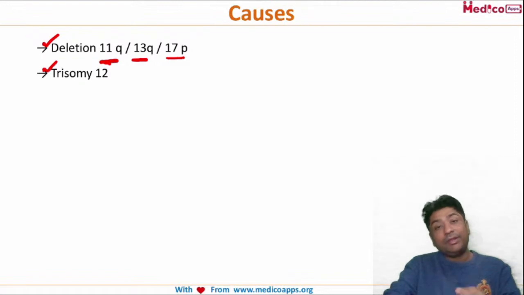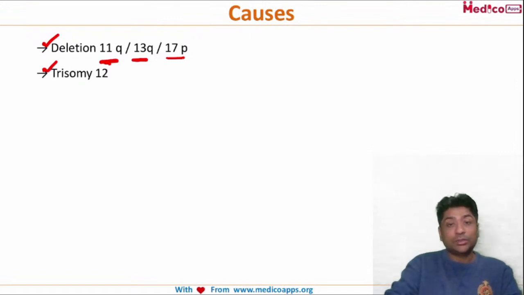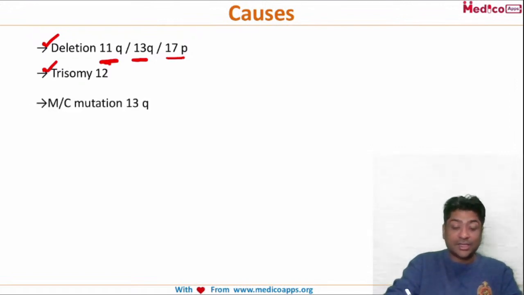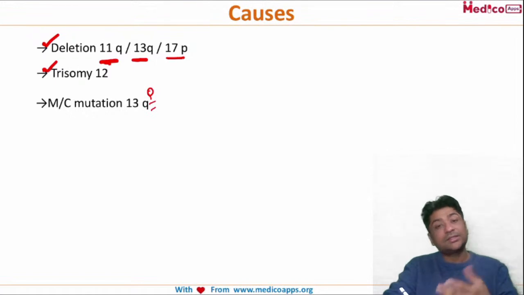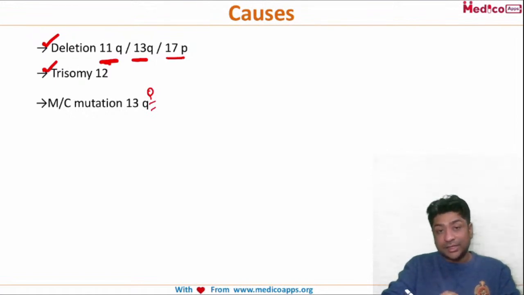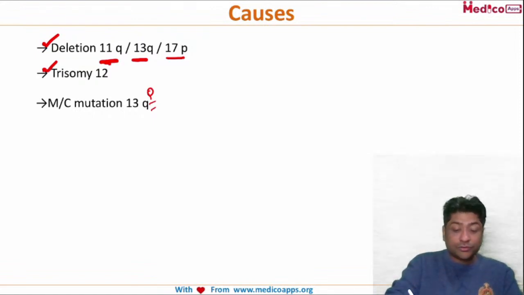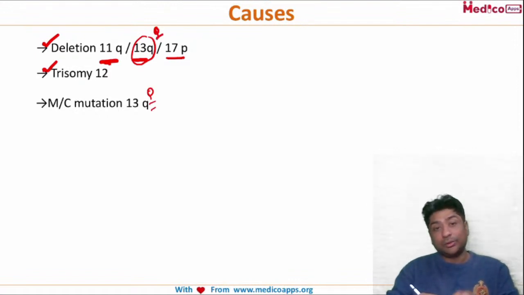Now remember, a very frequently asked question is: what is the most common chromosomal abnormality? The correct answer is 13q. Again, this has been asked as an MCQ. These are all one-liners which have been asked in various exams. So the most important chromosomal abnormalities are deletion of 11q, deletion of 13q, deletion of 17p, and trisomy 12. But the most important is obviously the deletion of 13q for chronic lymphocytic leukemia.